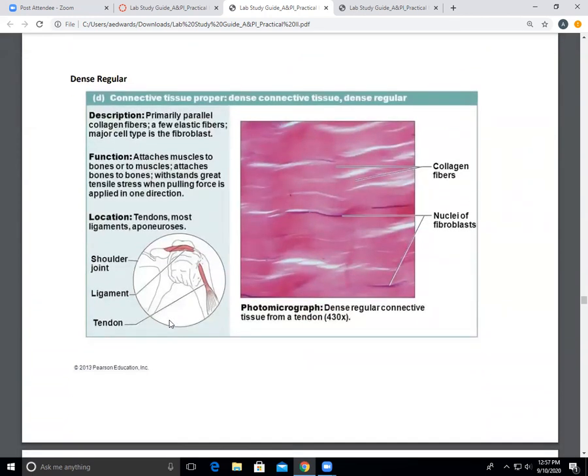All right, so that's loose connective tissue. Let's get into dense connective tissue. In dense connective tissue, you can have dense regular connective tissue. It looks very wavy, a very regular pattern. All the pink is collagen fibers. The little dark lines are your fibroblast nuclei. Where do you find dense regular connective tissue? Tendons, ligaments, the flat sheets called the aponeuroses. And they are attachment sites.